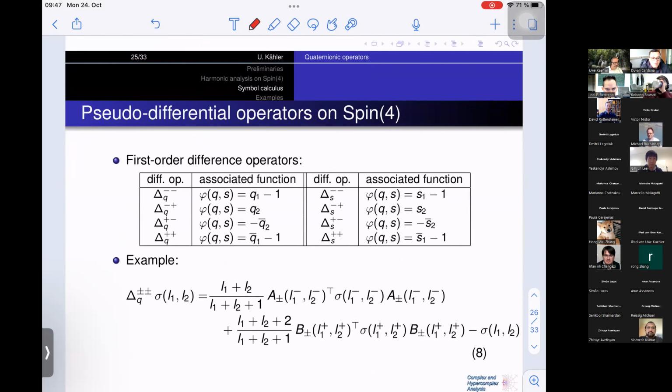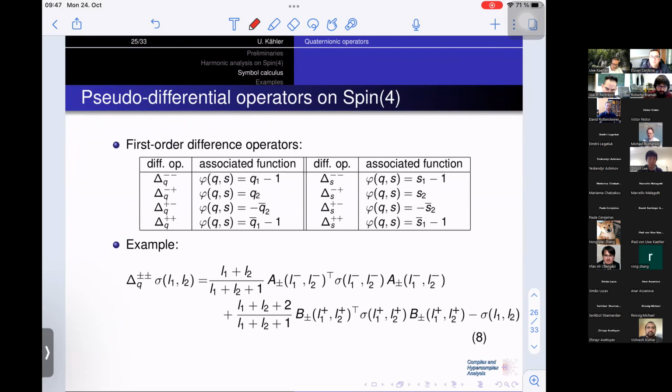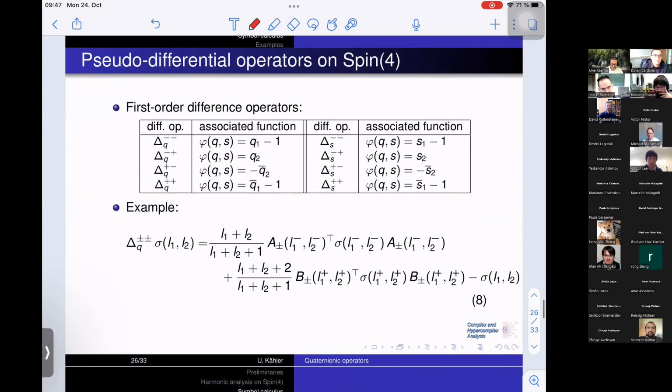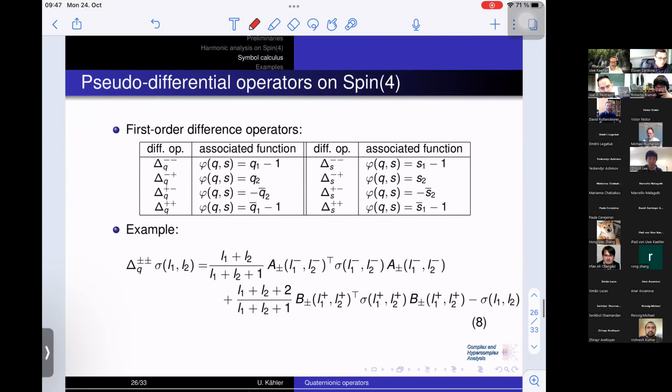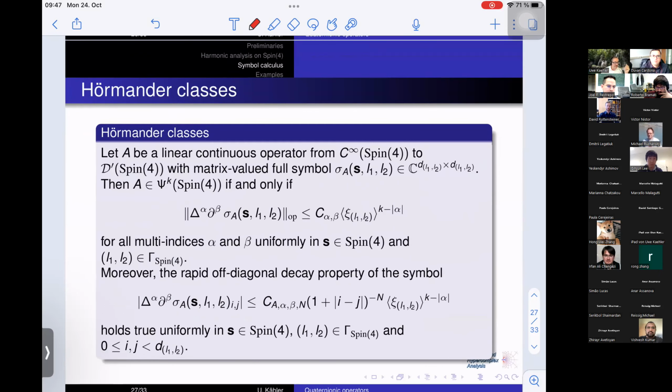How to write them out depends a little bit. I can give you the explicit formulas, but I just wrote here an example for this Q, the difference operators written out for one specific one, because the formulas themselves are rather tedious and rather large. I can give them to you from the paper, but if you write them out, they are really rather large. The Hörmander classes are, of course, the usual thing, just like the one you are used to.